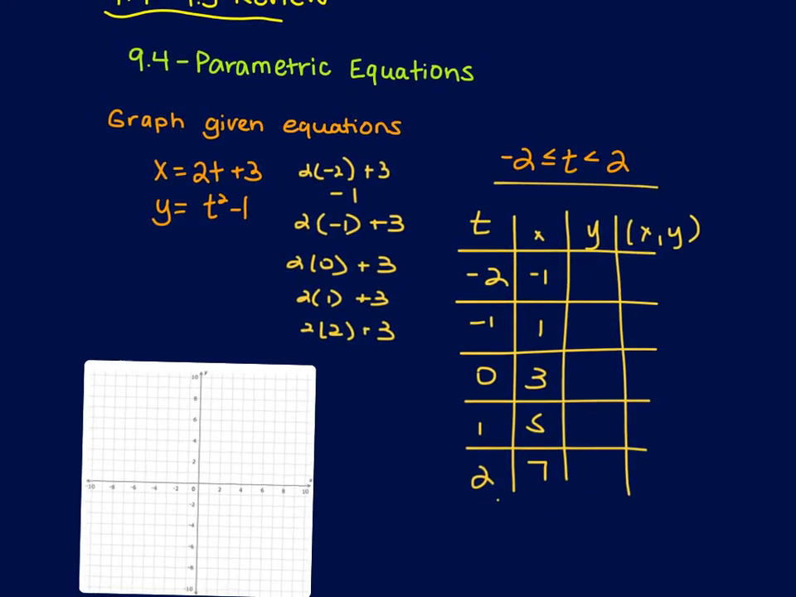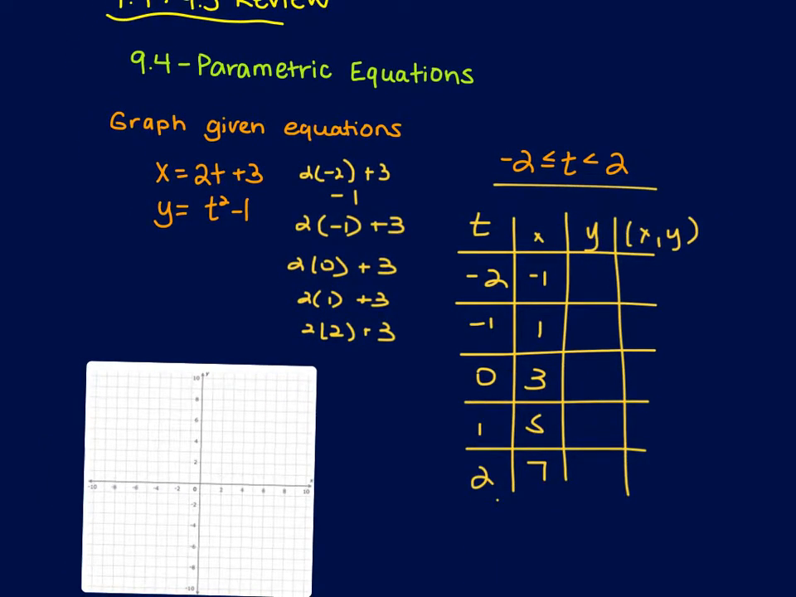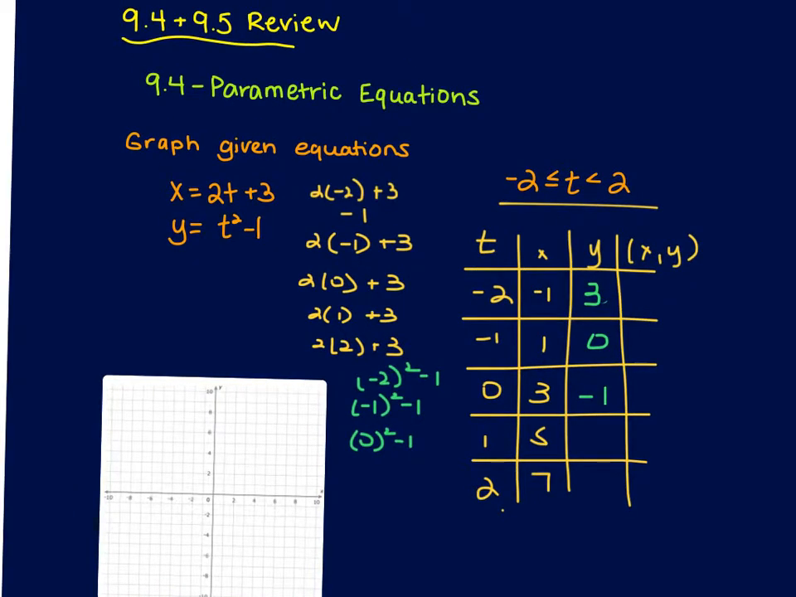And then I repeat that process for y. So t squared minus 1 would be -1 squared minus 1, or 1 minus 1, which is 0. Oh, sorry, that's for -1. -2 squared minus 1 would be 4 minus 1, which would be 3. Then -1 would be 0. Then 0 squared minus 1 is -1. 1 squared minus 1 is 0. 2 squared minus 1 is 3.